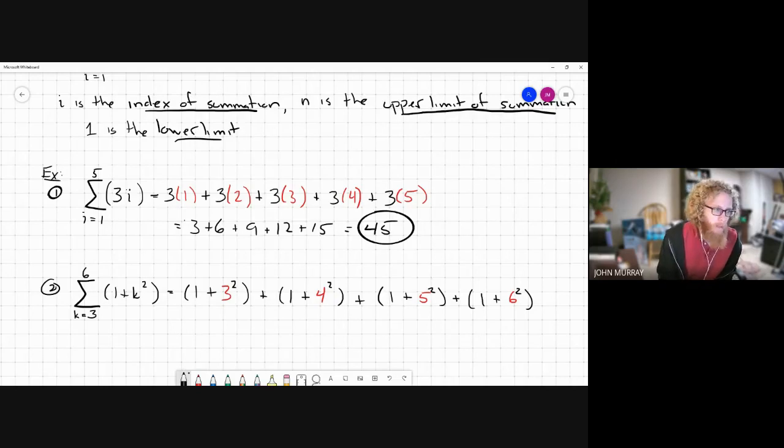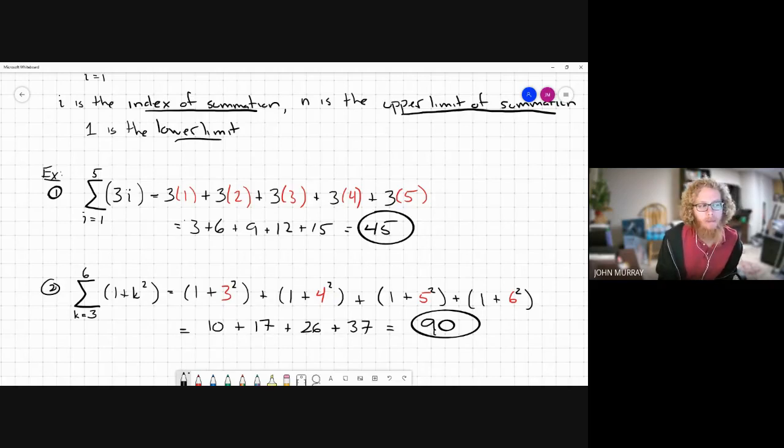All right, and again, now we just do some basic math. 3 squared is 9, plus 1 is 10. 4 squared is 16, plus 1 is 17. 5 squared is 25, and 1 is 26. 6 squared is 36, plus 1 is 37. We add up all those together, and we get 90. So we can say that the sum from 3 to 6 of 1 plus k squared is equal to 90.